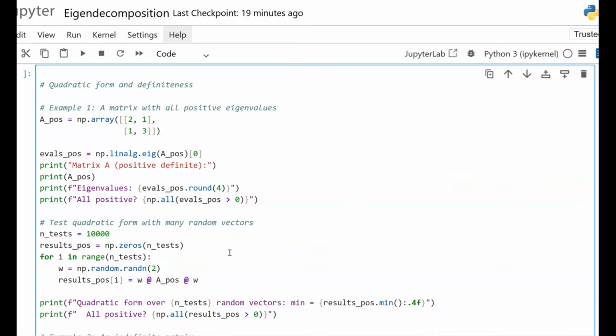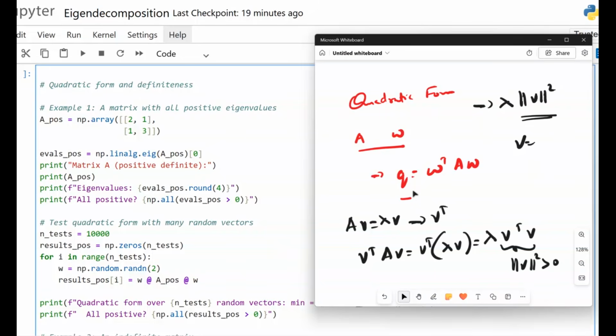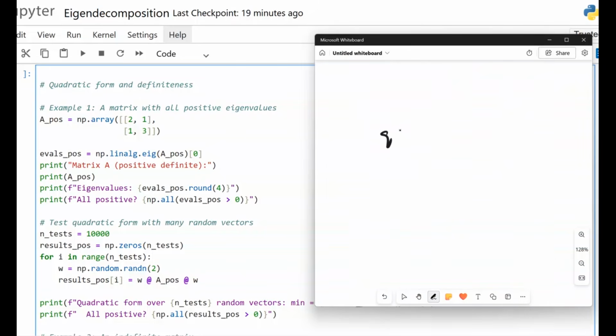So kindly just observe, dear friends. This script illustrates the relationship between the eigenvalues and definiteness of a matrix via the quadratic form, which we already have discussed. Here the quadratic form Q of W is equal to W transpose multiplied by A multiplied by W, and it verifies the theory empirically using random vectors.